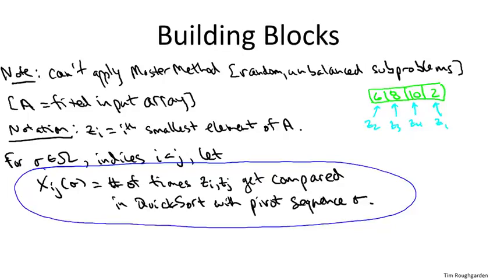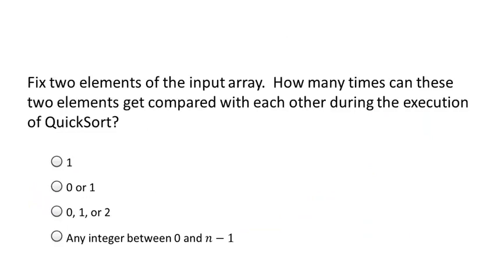So for this quiz, we're considering, as usual, some fixed input array, and now furthermore fixed two specific elements of the input array. For example, the third smallest element, wherever it may lie, and the seventh smallest element, wherever it may lie. Think about just these pair of two elements. What is the range of values that the corresponding random variable X_ij can take on? That is, what are the different numbers of times that a given pair of elements might conceivably get compared in the execution of the quicksort algorithm?